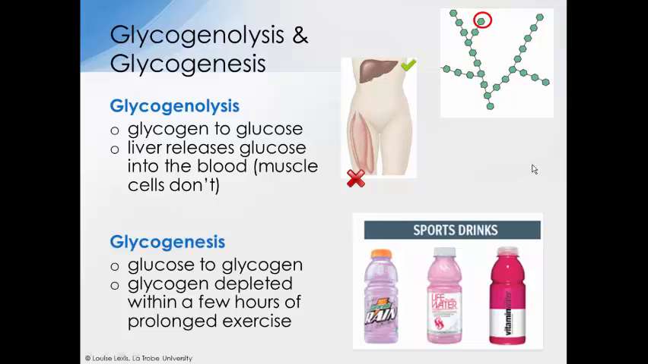So there's more energy stored as glycogen for those long races. It's also common for athletes to consume sports drinks during a race, and those sports drinks contain glucose. So that's to keep those blood glucose levels up to supply the muscle with a fuel source for the production of ATP.